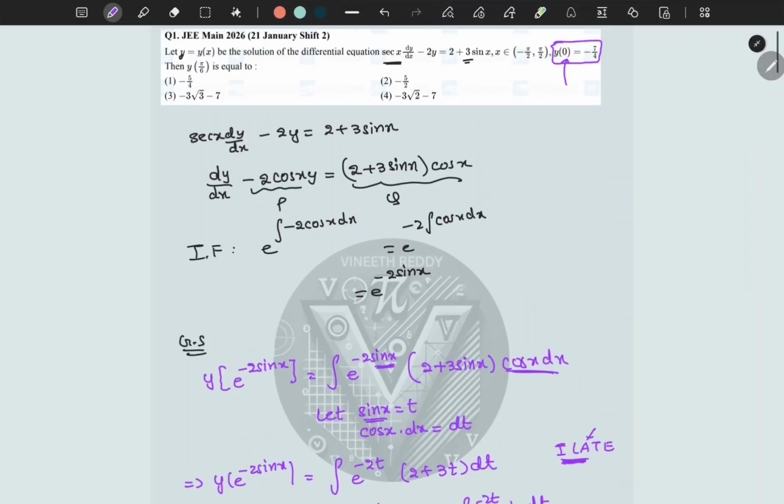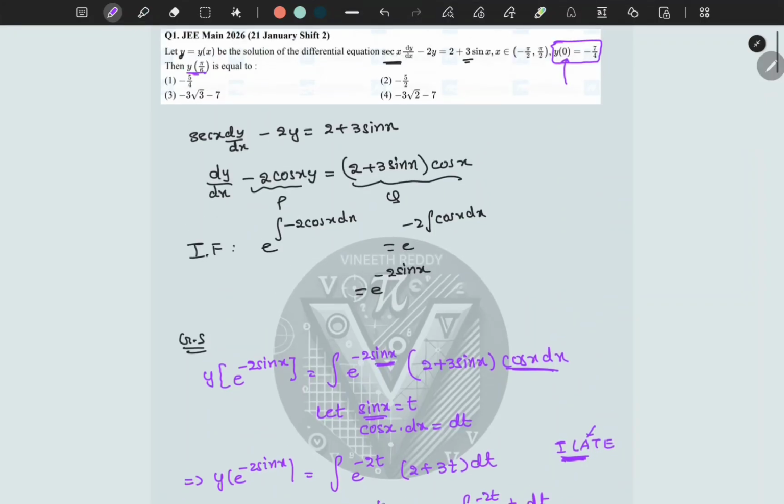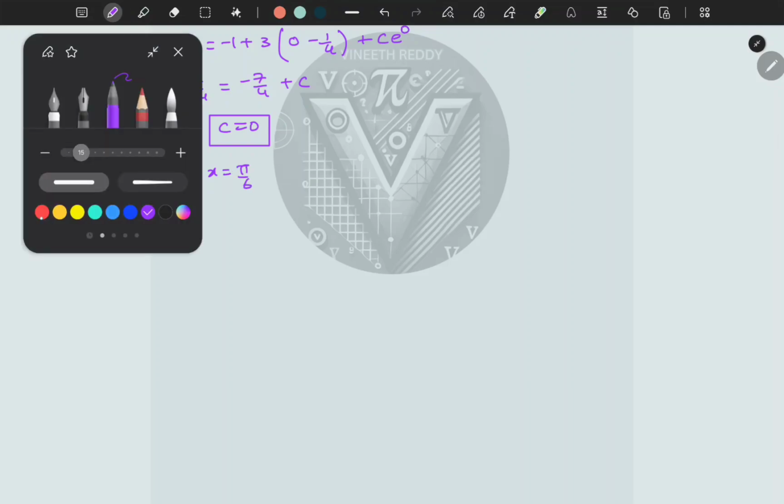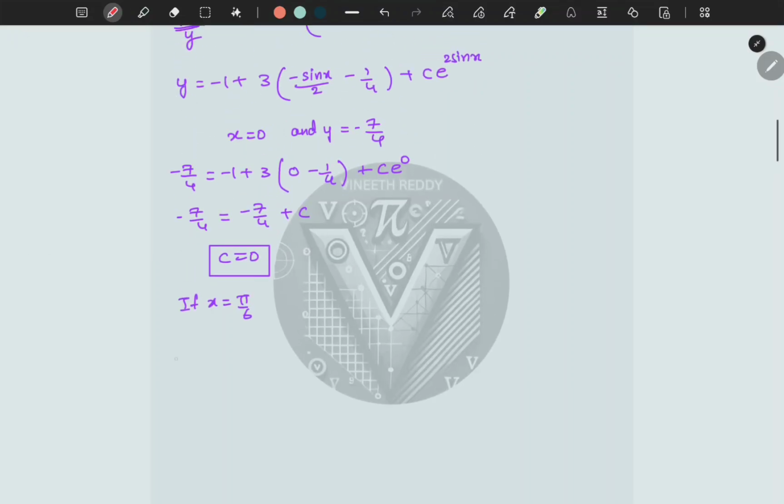Now next what is it telling us? We need to find the value of y when x is 30. So if x is pi by 6, what is the value of y is what is being asked, right? So for that we will be taking this equation once again, equation 1. So y will be equal to minus 1 plus 3 into, x is 30, right? So we get sin 30 is 1 by 2, so we get minus 1 by 4 here, minus 1 by 4 here, and c is anyway 0.